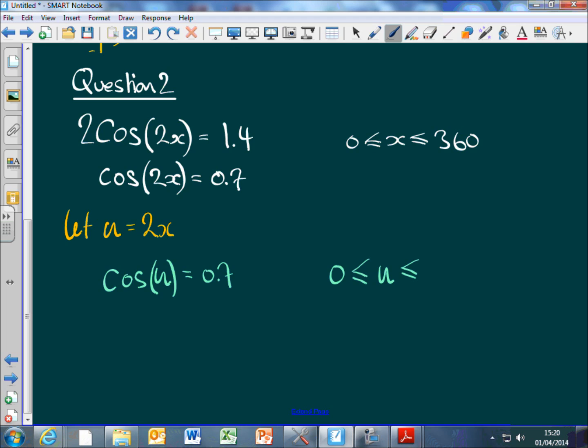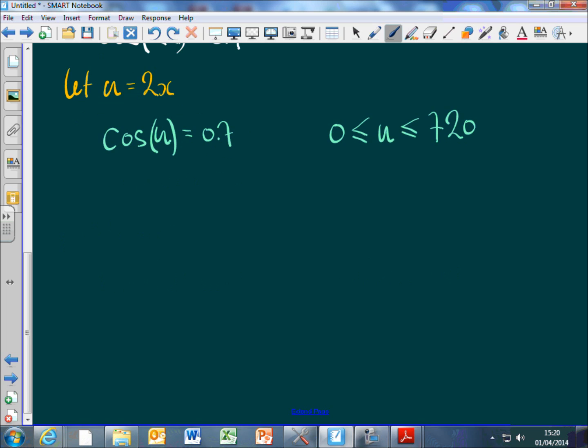And u is 2 lots of x, so x went to 360. Now I'm looking for u. It's going to go up to 720. Do you agree? So I've changed the problem slightly. I've changed it from 2x to a u, but because I'm changing it to a u, the limits have changed as well. Okay. So now I just have to find out what u is.